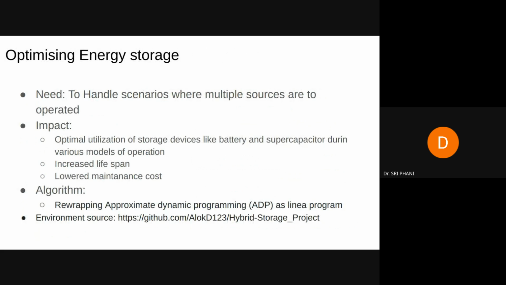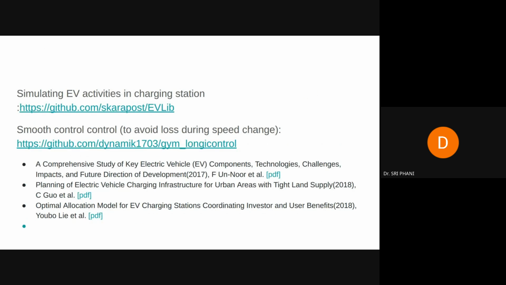And optimizing energy storage. When you have multiple sources, how this will be managed. So simulations, simulating EV activities, smooth control to avoid loss during the speed changes. EV based data sets are readily available in the name of sampled data, and also in the name of environments. So there are a lot of data sets available, which is very much the need for deep learning.